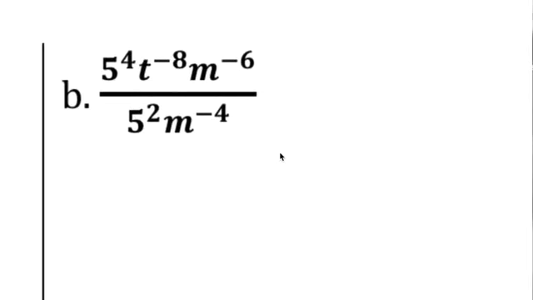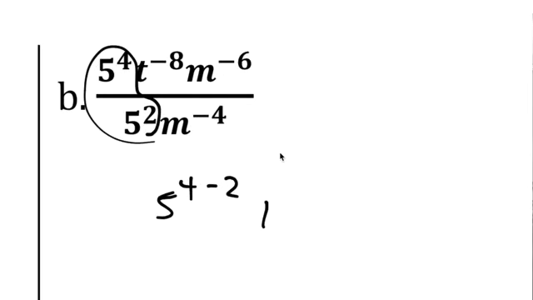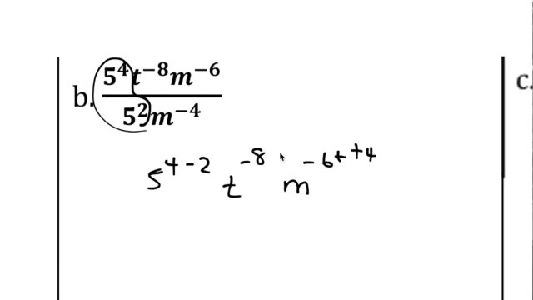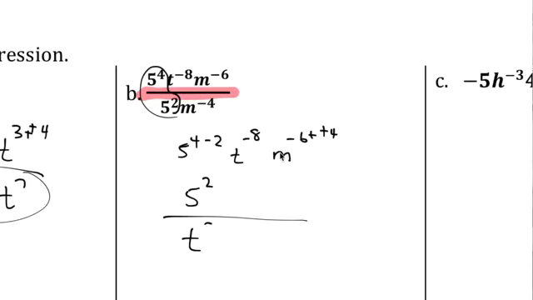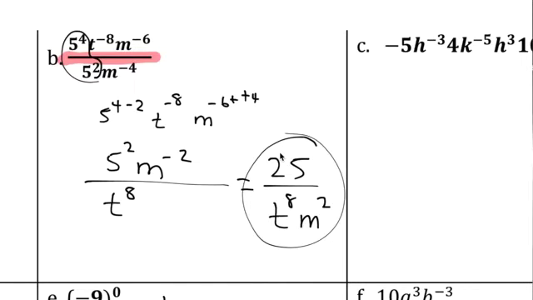Okay, this one here, these are the same base, so you can do 5 to the 4th minus 2. T to the negative 8 has nothing. M to the negative 6 minus the negative 4. When you're dividing exponents, you're subtracting, so 5 to the 2nd. Oh, T to the 8th goes on the bottom. M to the negative 2 also. So 25 over T to the 8 and M to the 2nd, both on the bottom denominator.